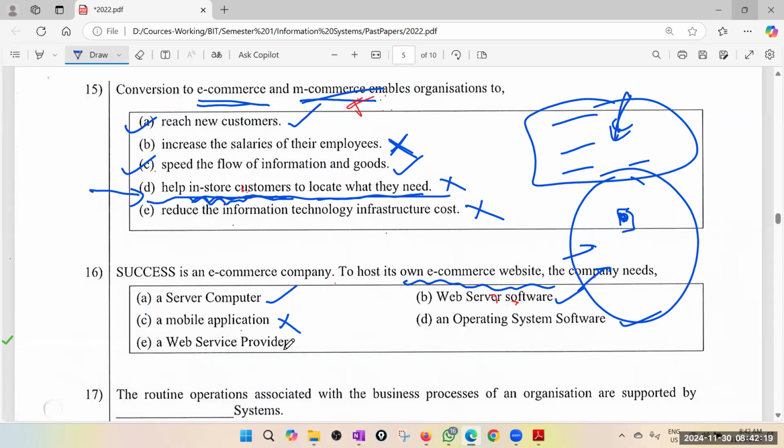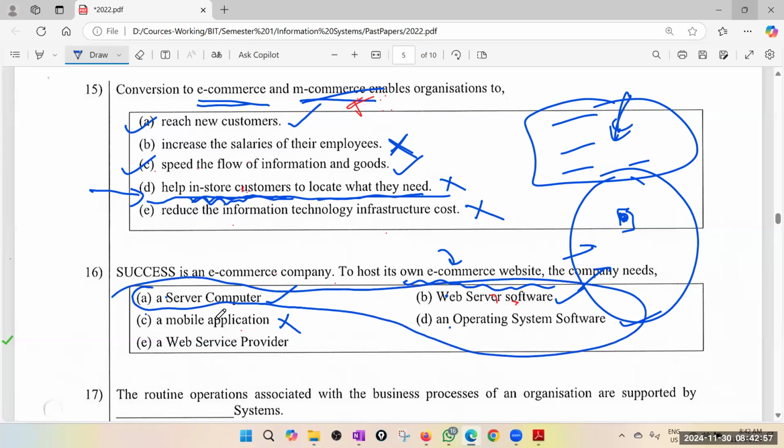So then do we need a web service provider? Because this is not a web hosting provider, this is a web service provider. Web service provider means you call their services, right? So it is not directly related. Sometimes you may need it if you are calling other services, but that is not mentioned here. They have not mentioned that we are going to integrate with another service. So for the safe side, we'll take only A, B, and D, assuming that we are going to set it up by ourselves.